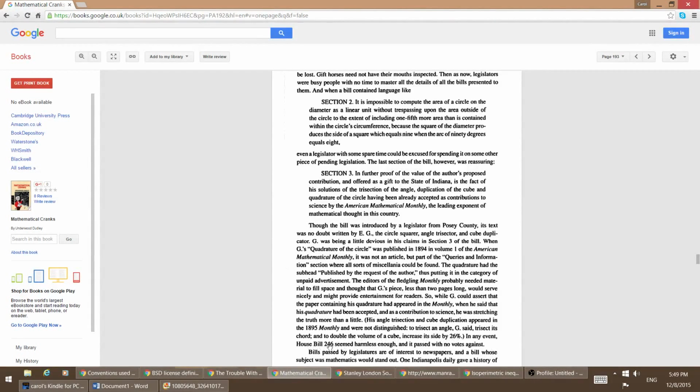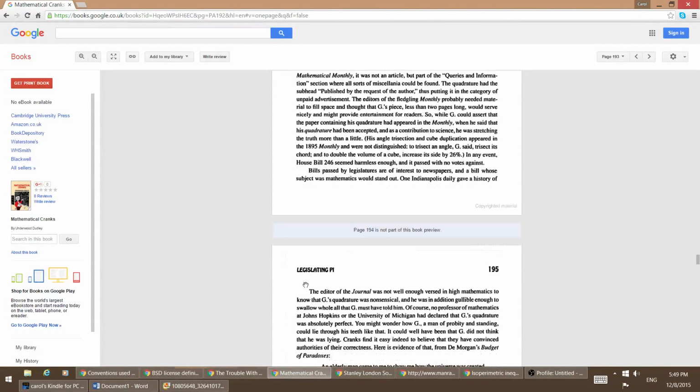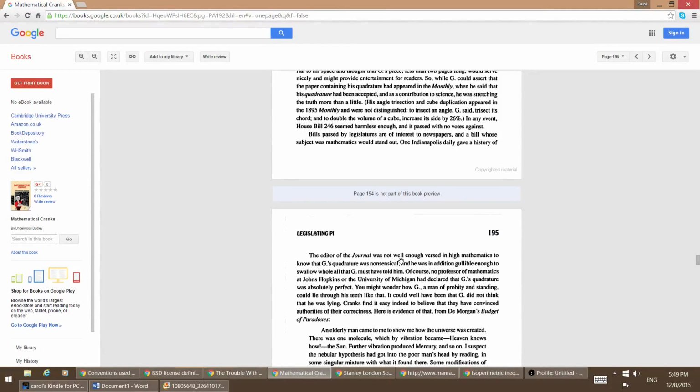In any event, House Bill 246 seems harmless enough, and it passed with no votes against it. Bills passed by legislators are of interest to newspapers, and a bill whose subject was mathematical would stand out. One Indianapolis daily gave a history. "The editor of the journal was not well enough versed in high mathematics to know that G's quadrature was nonsensical, and he was in addition gullible enough to swallow whole all G must have told him. Of course, no professor of mathematics at Johns Hopkins or University of Michigan had declared that G's quadrature was absolutely perfect."